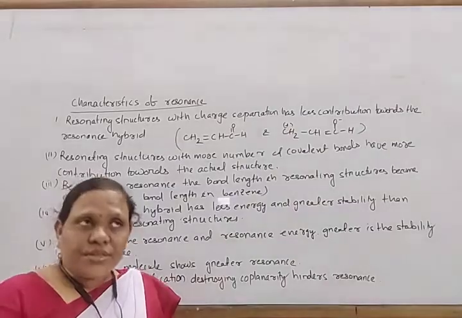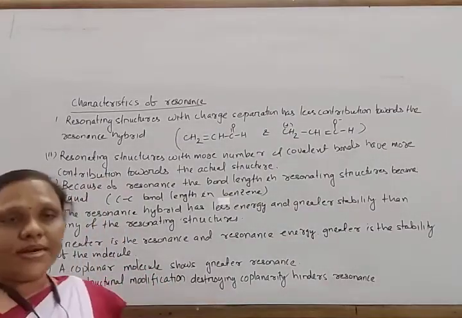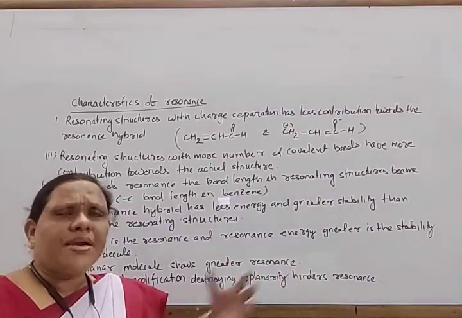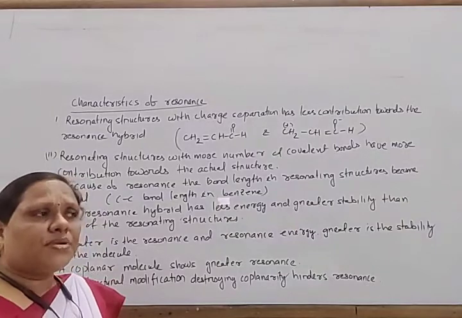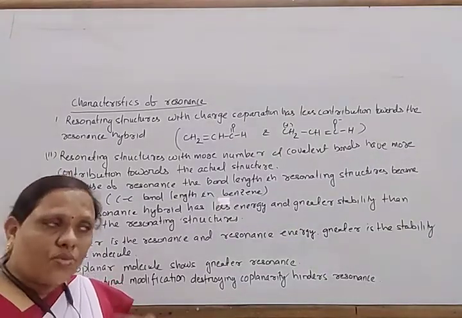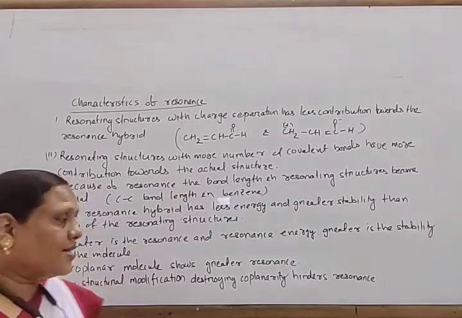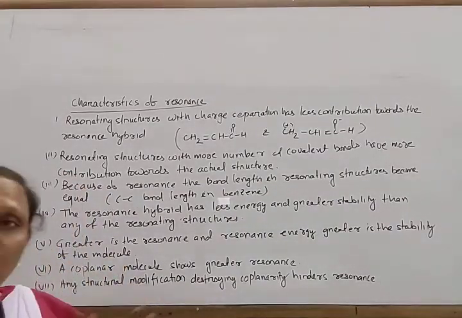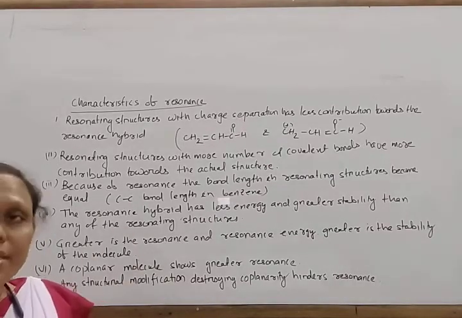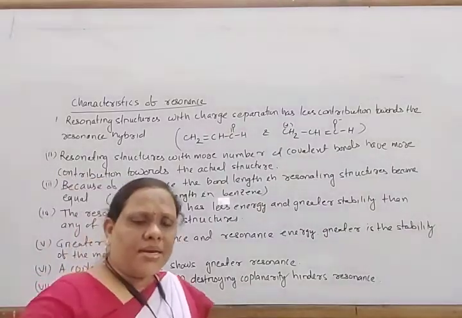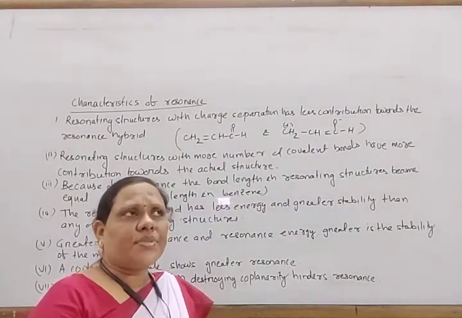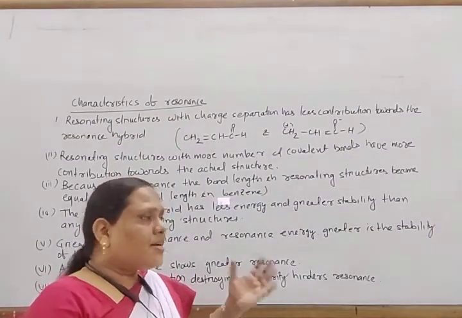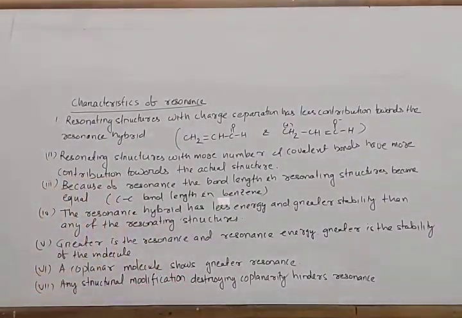For resonance, one condition is that the molecule should be coplanar, that is, all remain in the same plane. Generally, if sp2 hybridization is possible, then resonance is more feasible. If any structural modification destroys the coplanarity, it hinders the resonance. The molecule should remain in a plane, meaning the carbon atoms should undergo sp2 hybridization. Then you can write resonance easily. So write down all these.